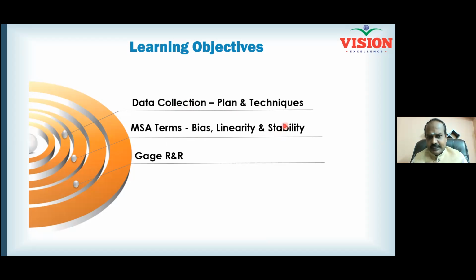And then the bias, linearity, and stability, Dr. Ravi has taught you. And I'll be covering the gauge R&R part. What is gauge R&R? The repeatability and reproducibility. All right.